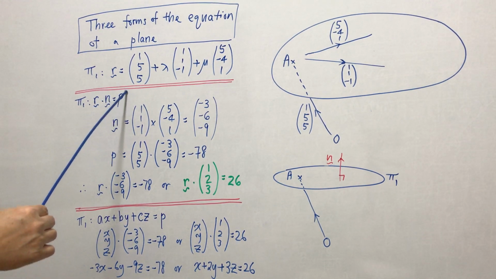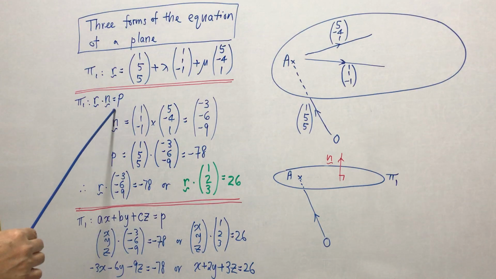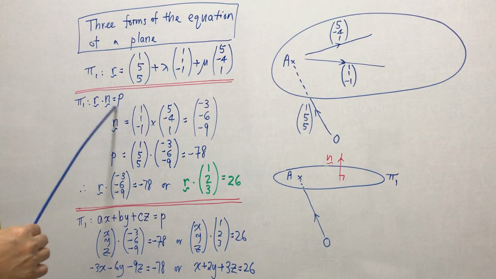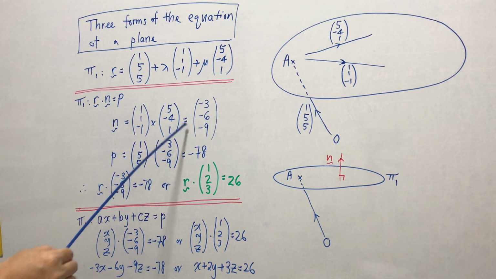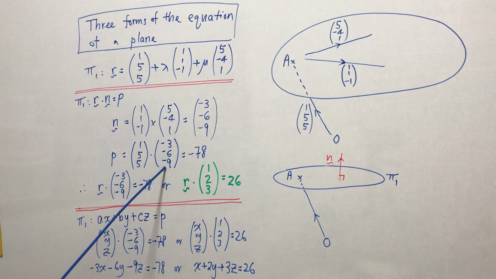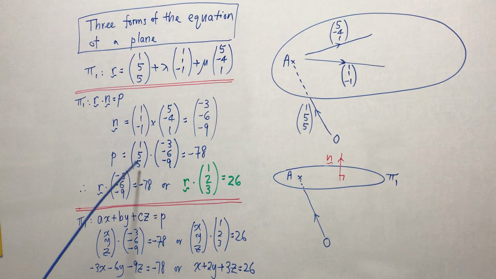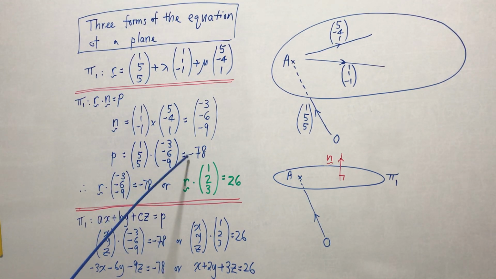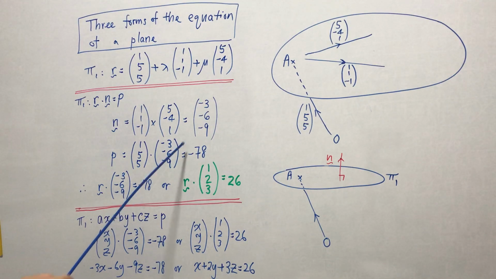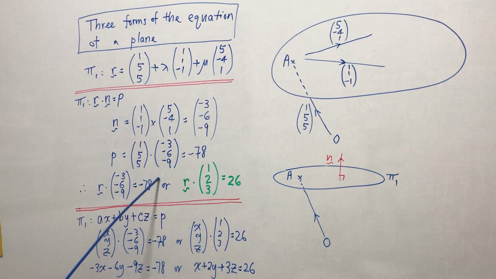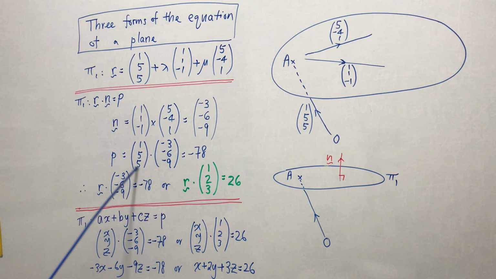To find this number p, what we will do is take a point on the plane and dot product it with whatever normal vector n you get for the plane. You just perform the dot product and you get a numeral. Putting this numeral and the normal vector together in this equation, we have what is called the equation of the plane in the dot product form.